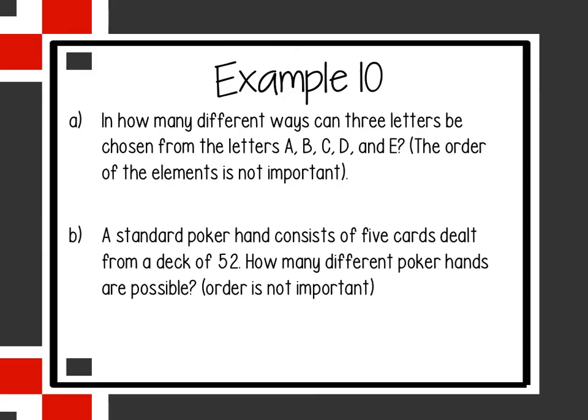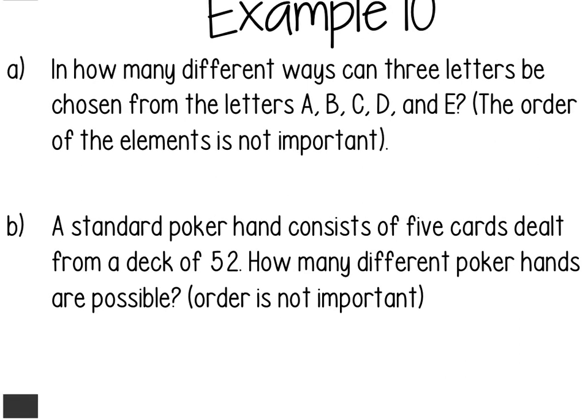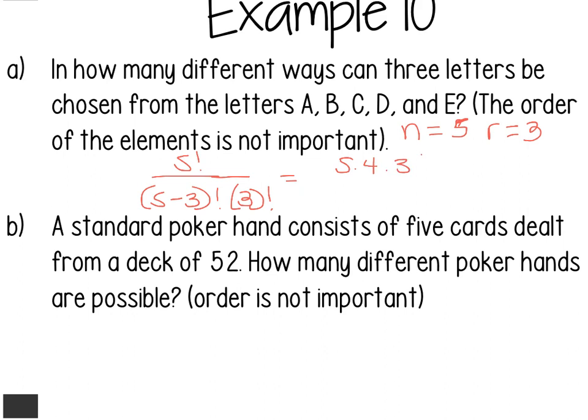All right, so example 10 says, in how many different ways can 3 letters be chosen from the letters A, B, C, D, and E, and the order of the elements is not important. So again, that's how we distinguish the difference between combination and permutation. This is obviously a combination. So what is my N? How many letters are in the set of letters I'm pulling from? 5, right? A, B, C, D, and E. And how many am I pulling at a time? 3. So I'd get 5 factorial over 5 minus 3 factorial times 3 factorial. And then I get 10.